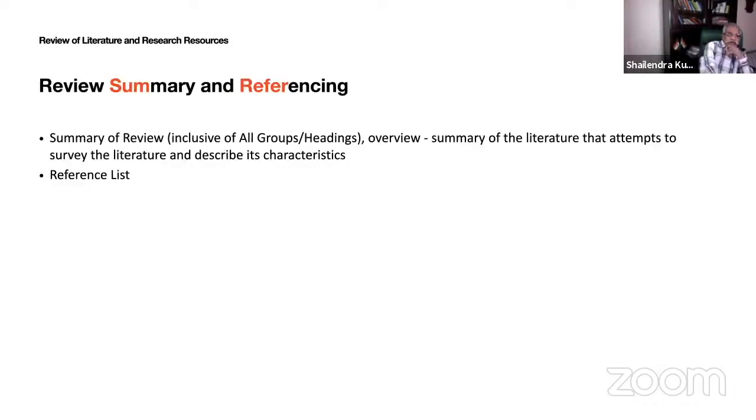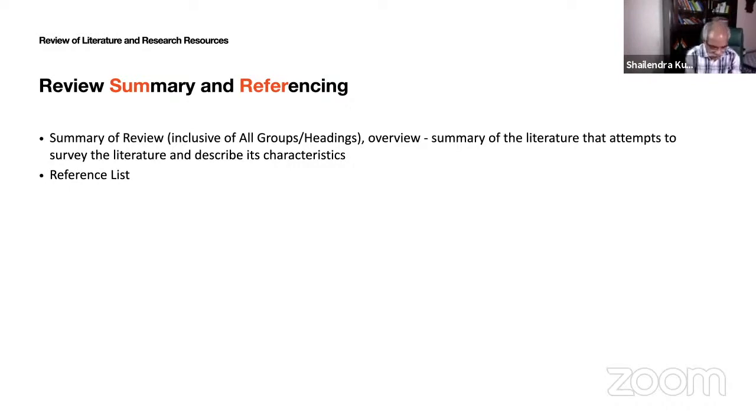So what is important at the end is the conclusion, which we can say is a summary of the review, inclusive of all groups and headings, an overview and summary of the literature that attempts to survey the literature and describe its characteristics.